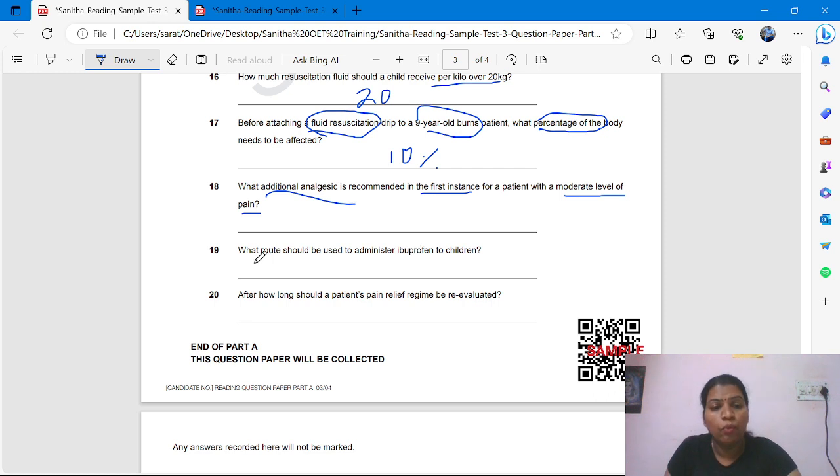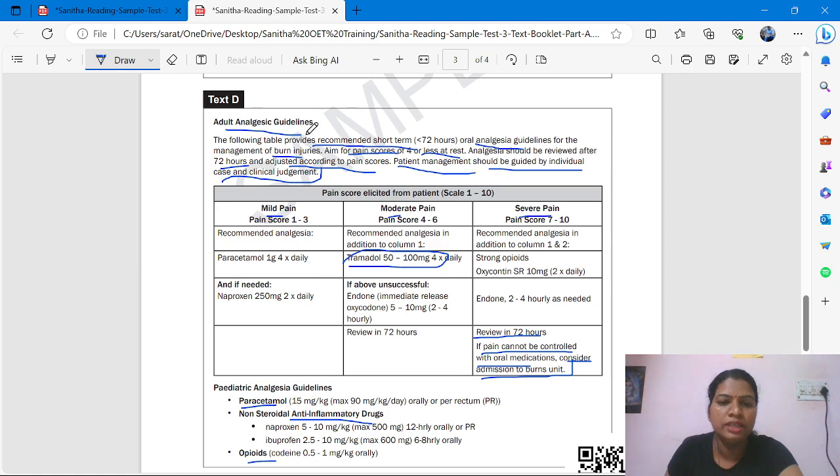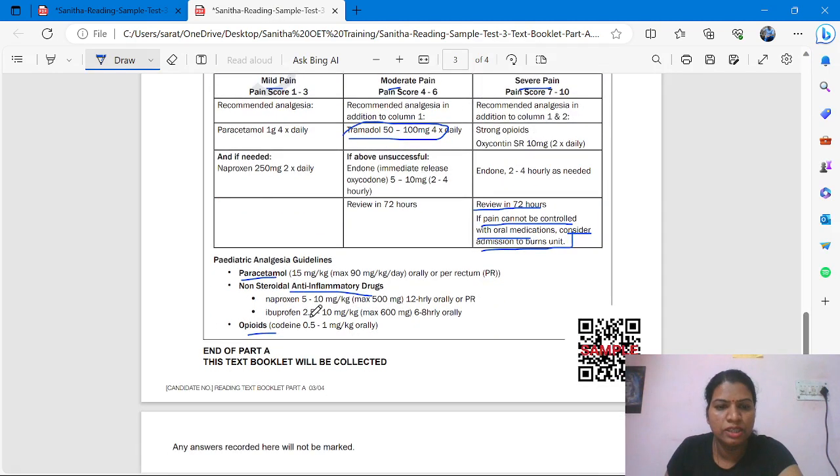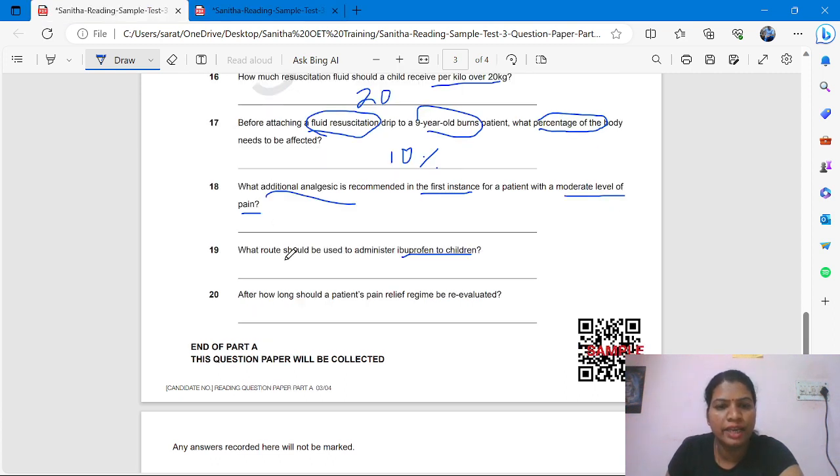Okay. What route should be used to administer ibuprofen to children? Which route do we have to give ibuprofen? So we have to find out that answer. Ibuprofen 8 to 6 hourly orally. Which route do we have to give? Orally. So we have to write orally here.